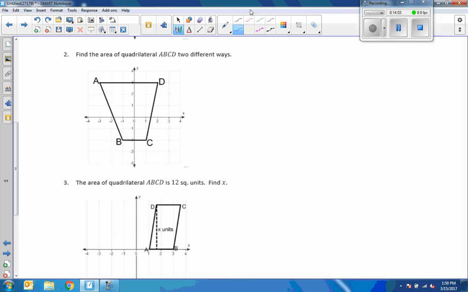Number 2. Find the area of the quadrilateral 2 different ways. Okay? Well, here's one way I would do it.